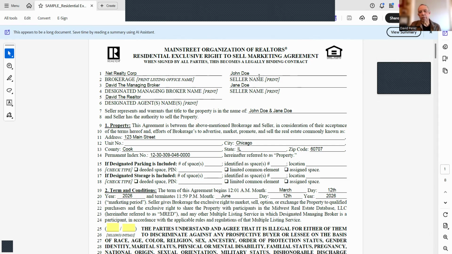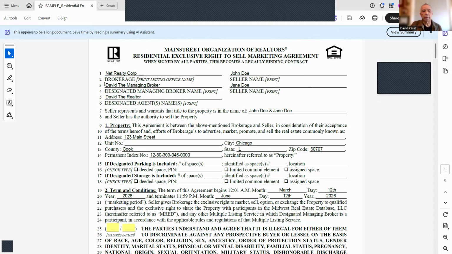Right across from that, there are 2 areas for seller name information. I've got here John Doe, Jane Doe. Designated managing broker is the person in charge of the brokerage. Now, going back to number 1 here, this could be any brokerage. It could be Compass, it could be Redfin, it could be Zillow. You get the idea. Whatever brokerage company the agent works for or with, that's the name that will be on number 1.